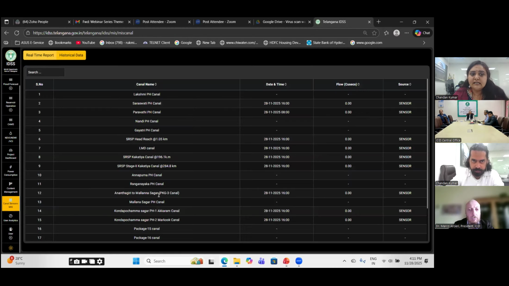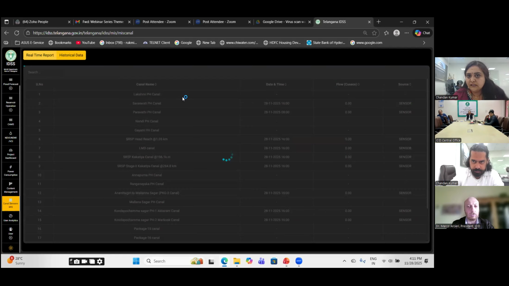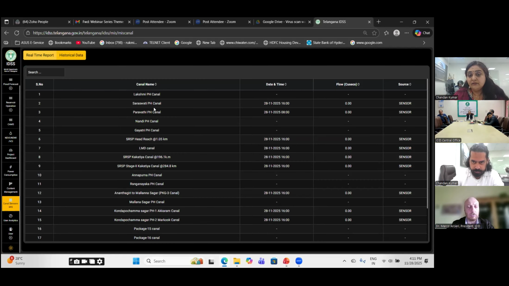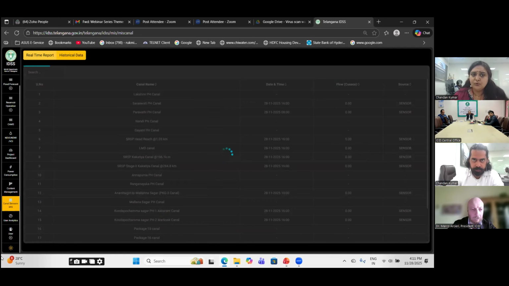Now I'll go through the canal sensors. We have different canal sensors at different places, which I have been showing in KLIP, where we have different pump houses installed. In places where the water cannot go through gravity, we have the lift irrigation systems. Whenever a lift has been provided, we actually need a pump. So for all the pumps, we have the pump houses and the canals, with their names, the date and time, and the different sensors which have been installed at those particular canals. They give us the information on the type of flow and the flow information.